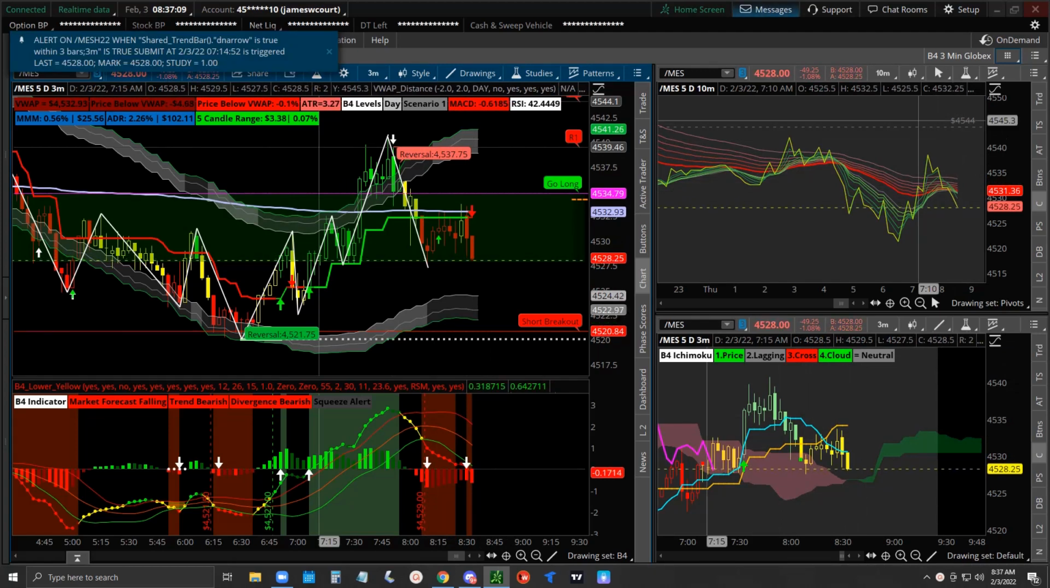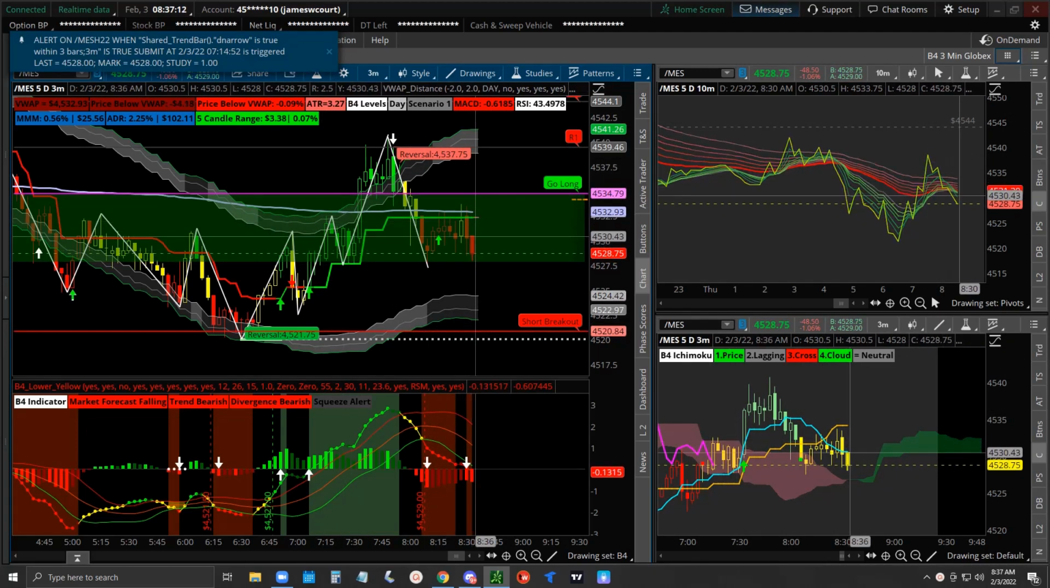Trend bar alert. Trend bar alert. Look at opening a trade.